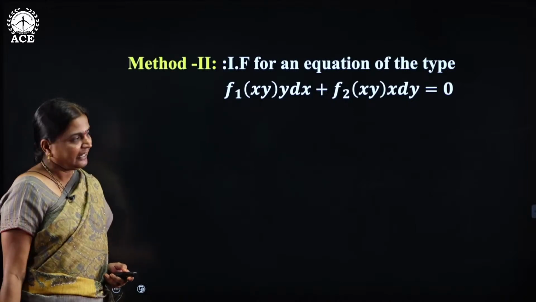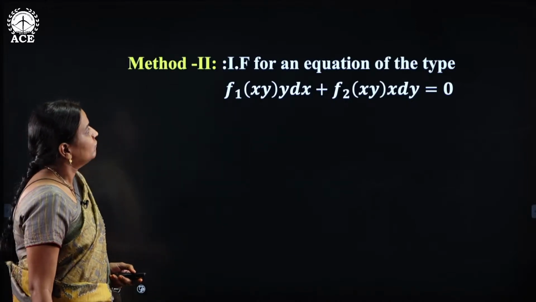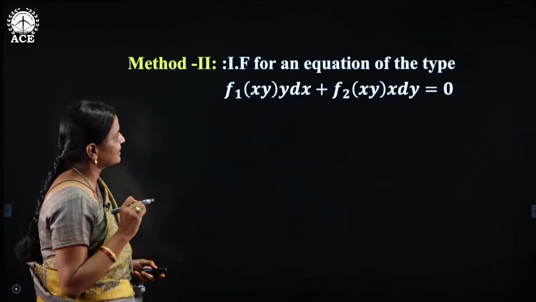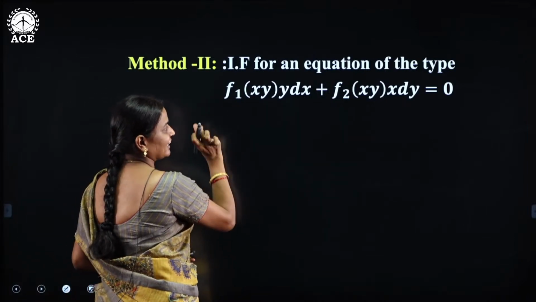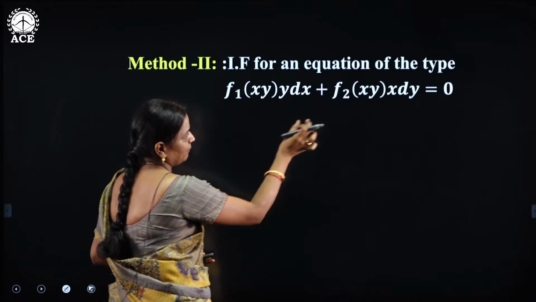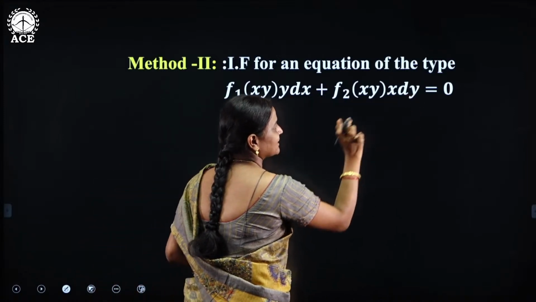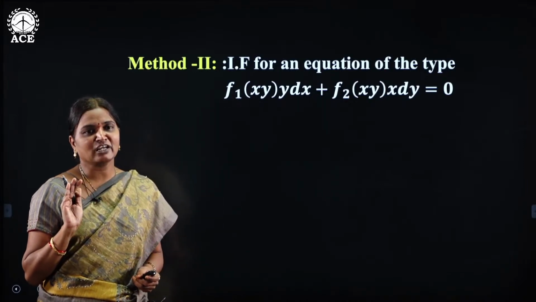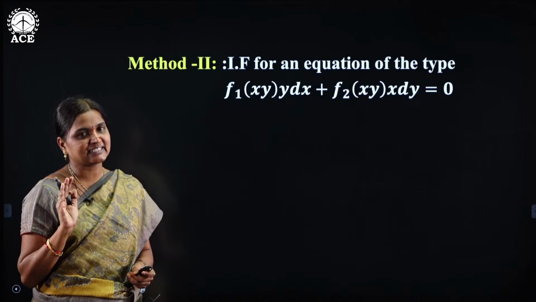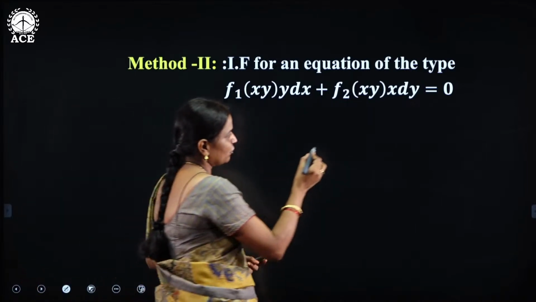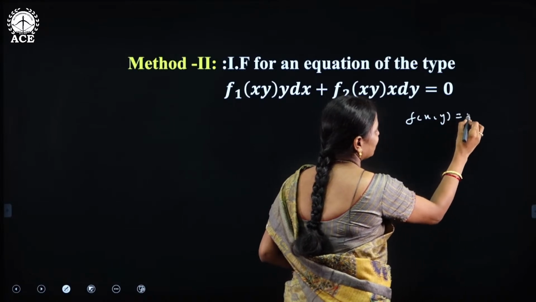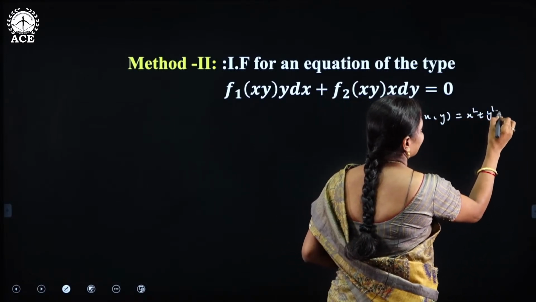Method 2. Integrating factor for an equation of the type. So here we have one standard form. What is the standard form? Function of xy into y dx plus function of xy into x dy equal to 0. Here observe clearly, it is not a function of x comma y, it is a function of xy. So how to write f of x comma y? f of x comma y is equal to x square plus y square plus 1.